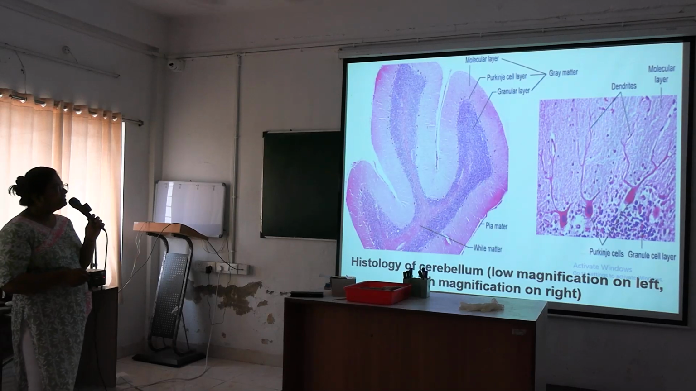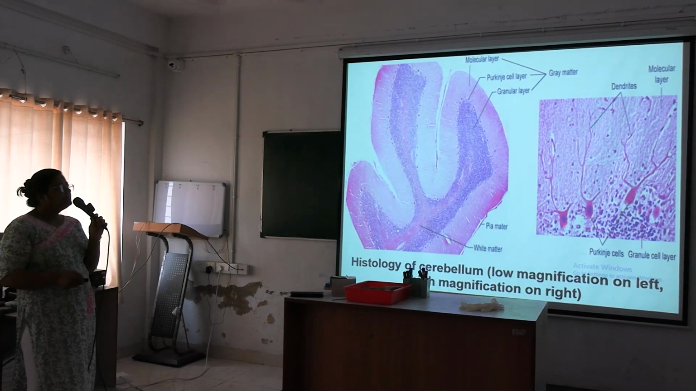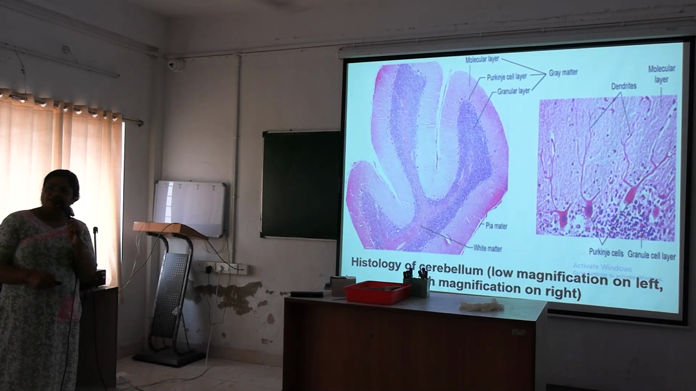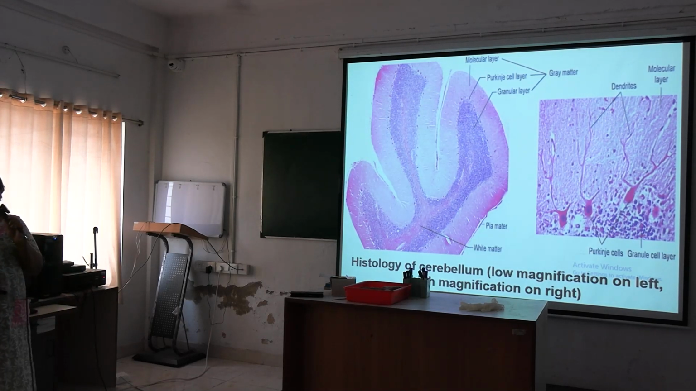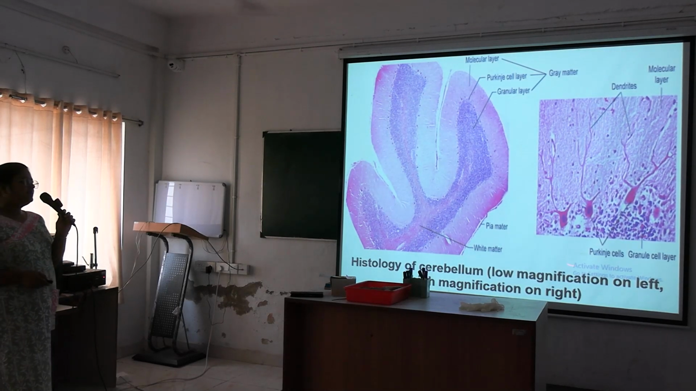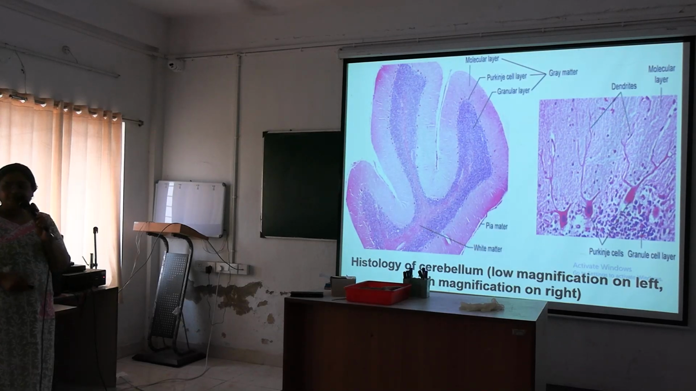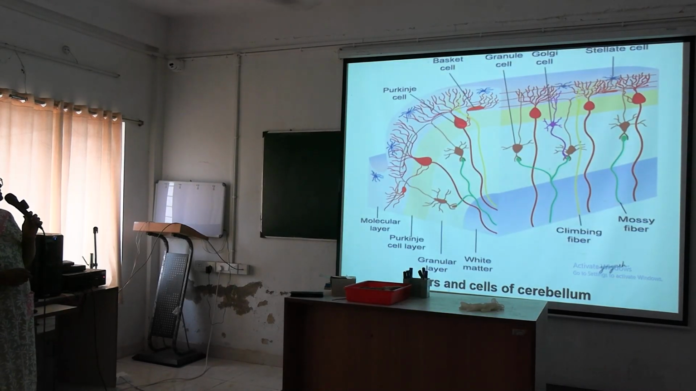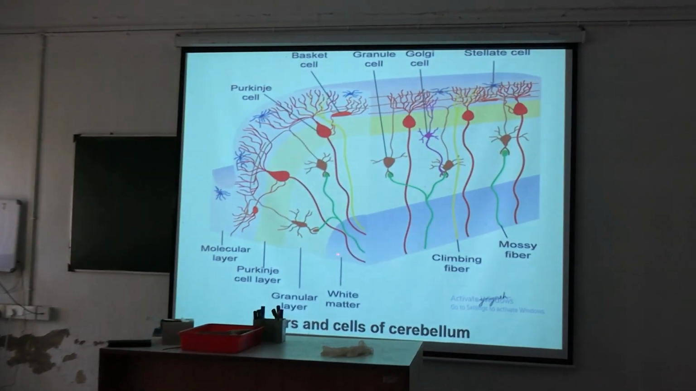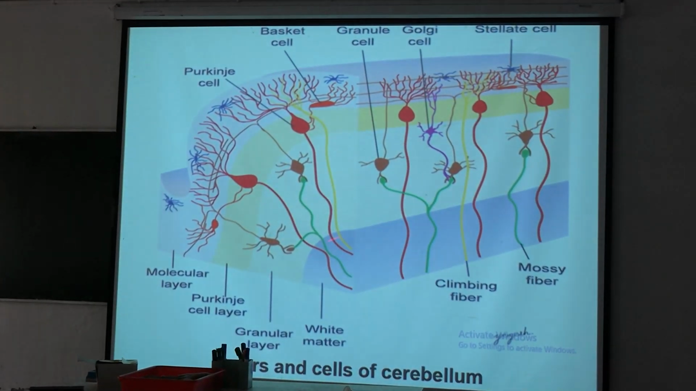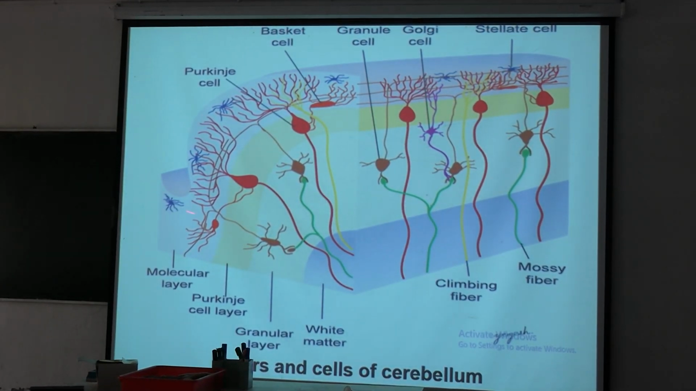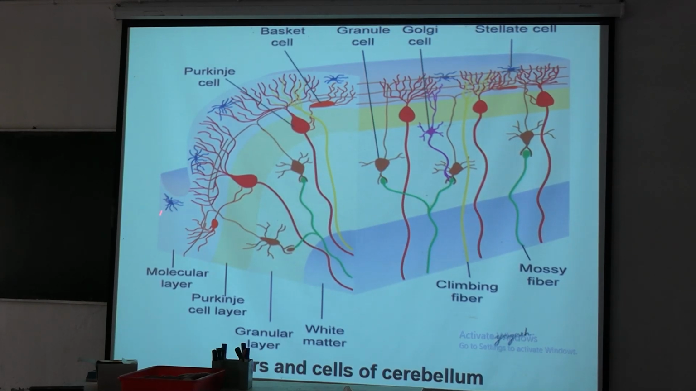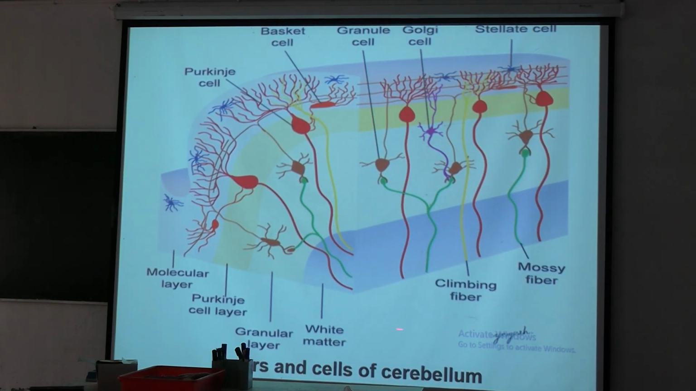You can see this is the molecular layer, this is the Purkinje cell layer, and this is the granular layer, the granule cell layer. In the granular layer, multiple violet dots you can see. That is the difference. Okay, see this is a schematic presentation. See, this part is the white matter; from outside inward, molecular layer, Purkinje cell layer, granular layer.